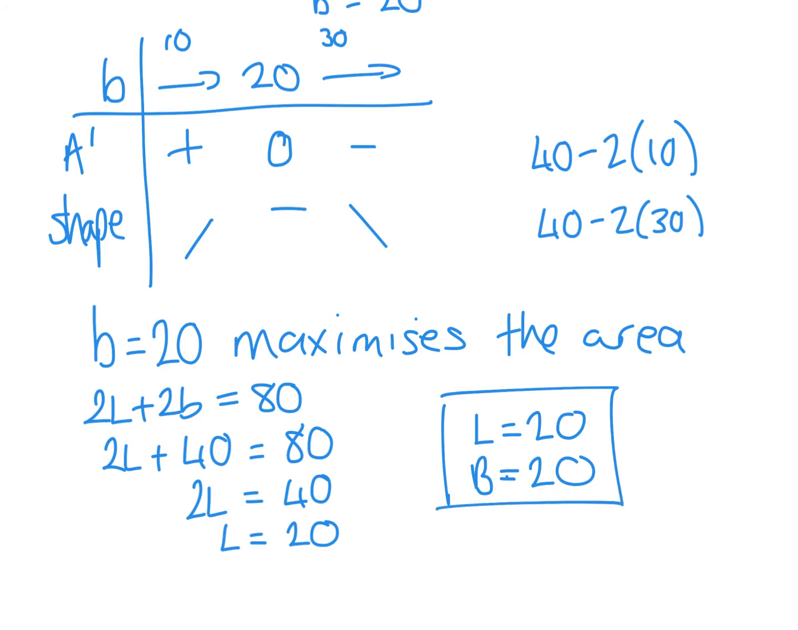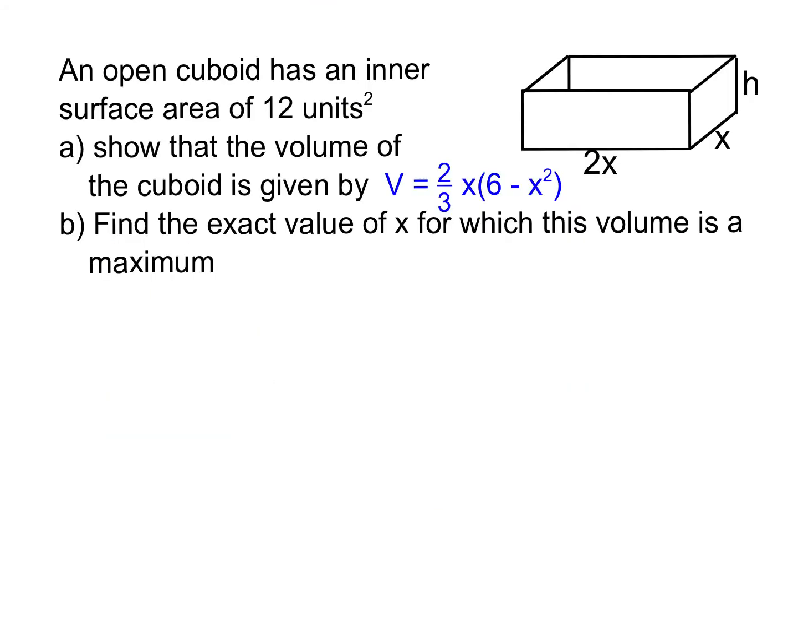Okay, let's try another one. So this one here, we have an open cuboid, basically it's a box with no lid. It has a surface area of 12 square units. We have to show that the volume of this cuboid is given by this expression, and then find the exact value of x for which this volume is a maximum. So it's very similar to the last question. We're taking in some of our basic geometry knowledge, and then we have to work out a value that gives us the biggest volume possible.